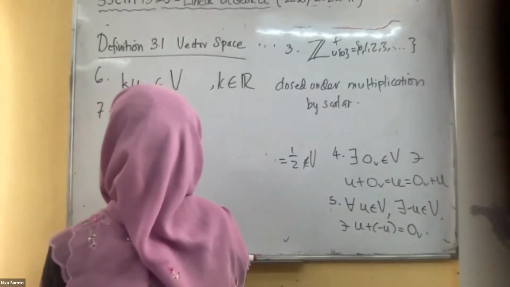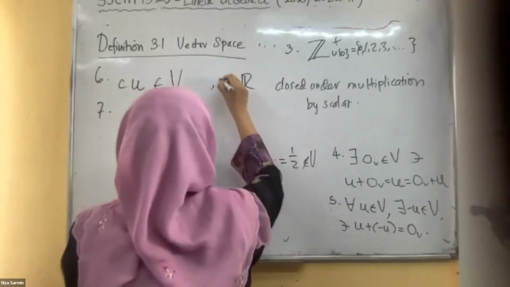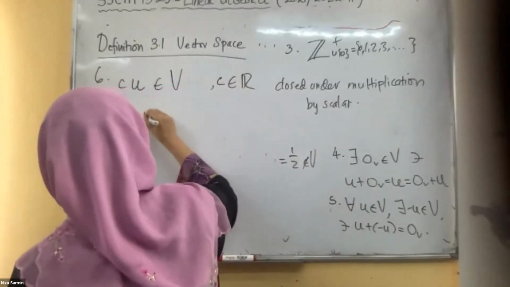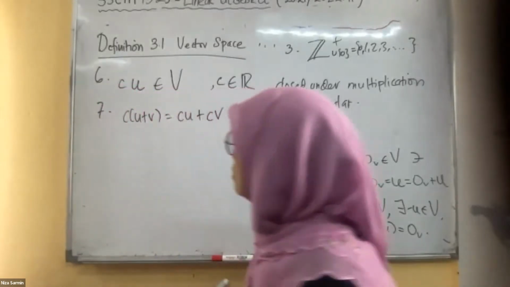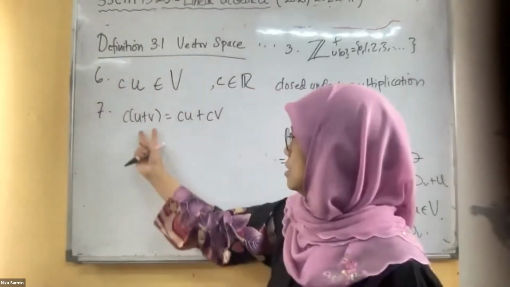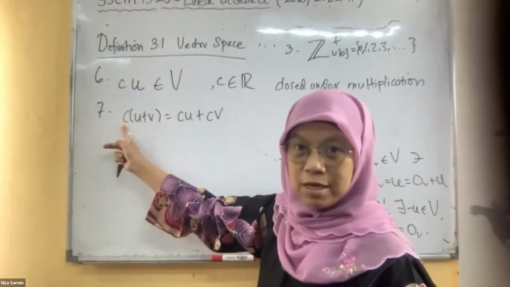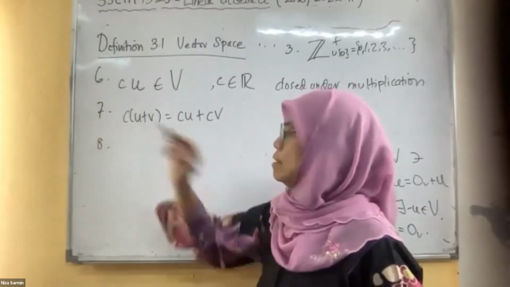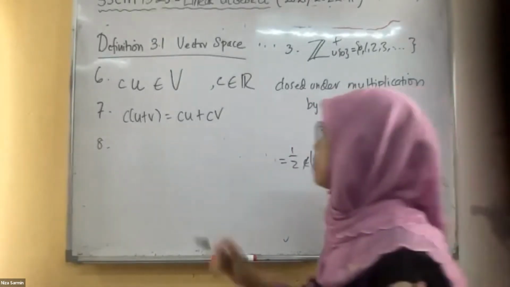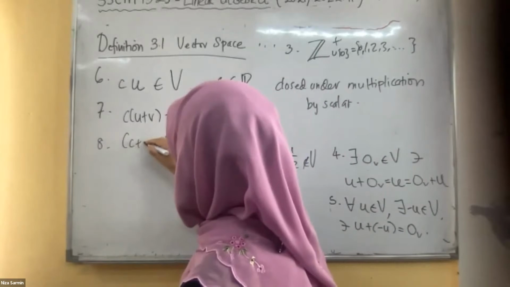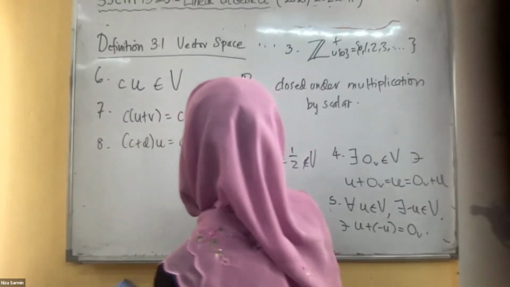Okay, let me start by following the notes. C(U plus V) is CU plus CV. These are vectors, and this is a number, a real number. As usual, (C plus D)U is CU plus DU.